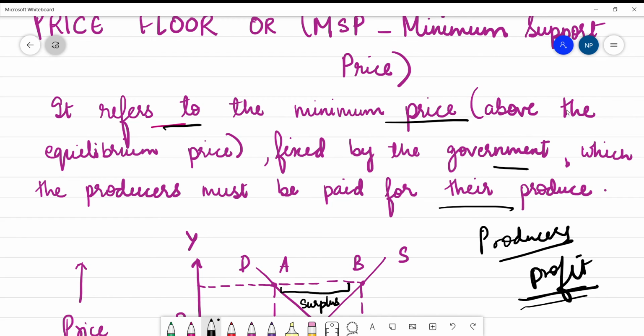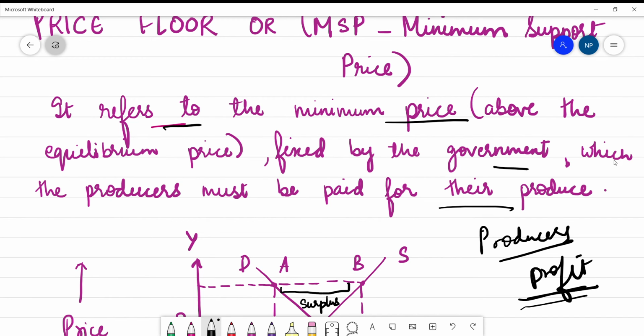But the tax that they pay, children, the government supplies for the people only. That money is used in such situations for the welfare of society. So here the government interferes and sets a minimum price that the producers have to be paid for their produce.